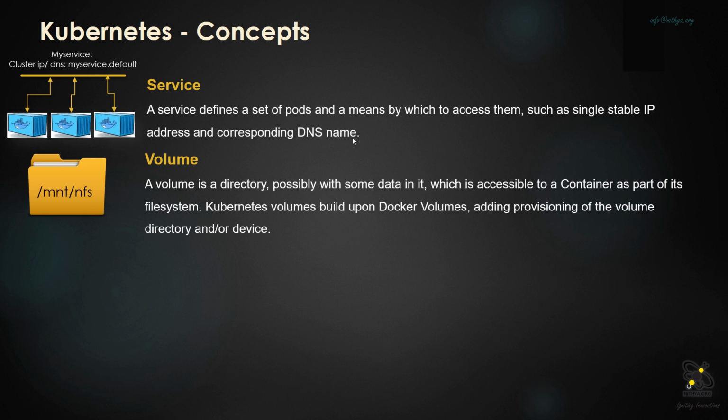The next concept is volumes. A volume is nothing but a directory, possibly with some data in it. For example, 90% of the time you will run containers as stateless, correct? But you want to maintain the configuration across those containers, or two containers want to access some data from a common location. So you need volumes. A volume is a directory, possibly with some data in it, which is accessible to a container as part of its file system. Kubernetes volumes are built upon Docker volumes, adding provisioning of the volume directory and of services.